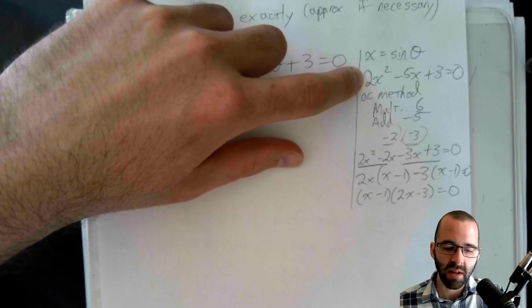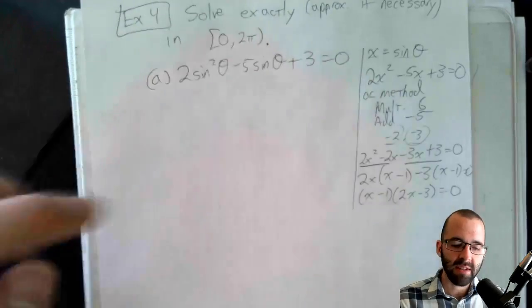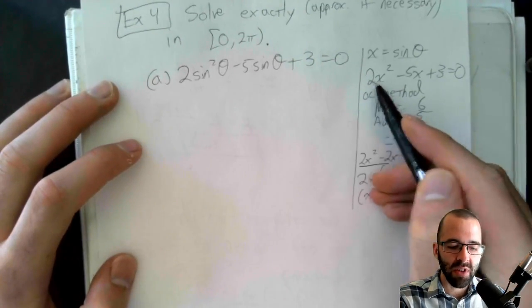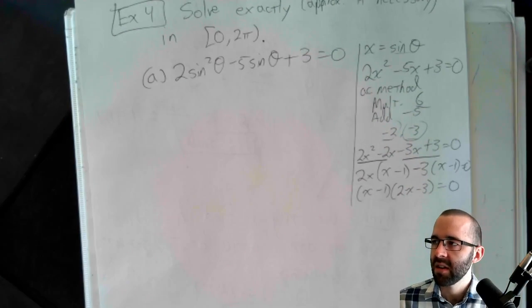Since there's a 2 here, that's the method of factoring when you have a coefficient in front of the x squared. Does that answer your question?